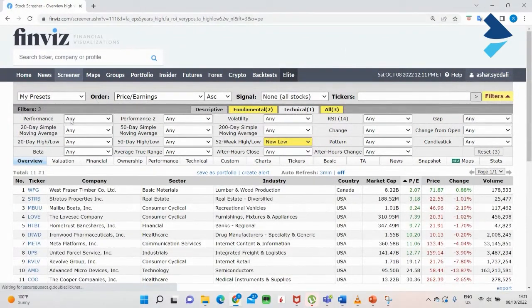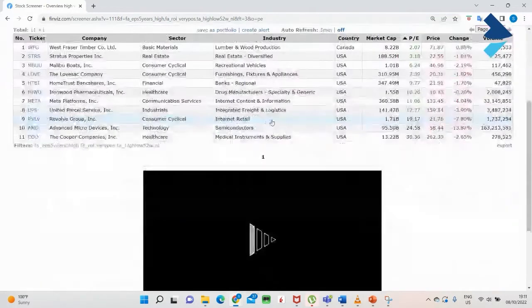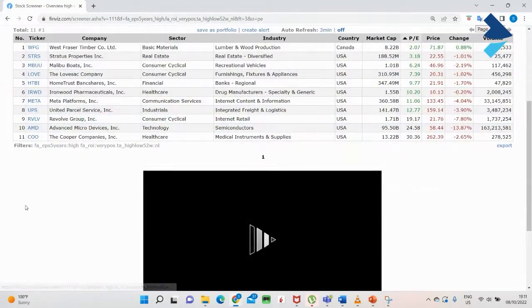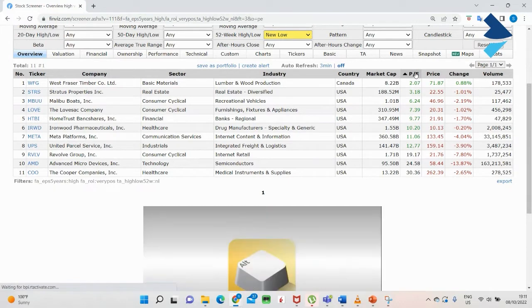52 week low. अच्छा, अब हमारे पास again ये क्या companies आ गई हैं? यहाँ पे आप देख सकते हैं, एक ही sheet है, good. We have 11 companies, perfect. So very much more reasonable list now. We have sorted this by price to earnings ratio. Let's start looking at the companies.